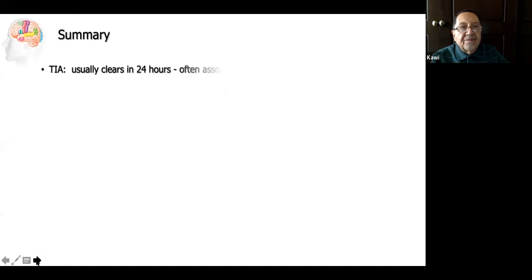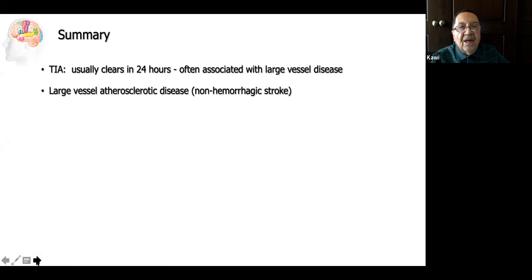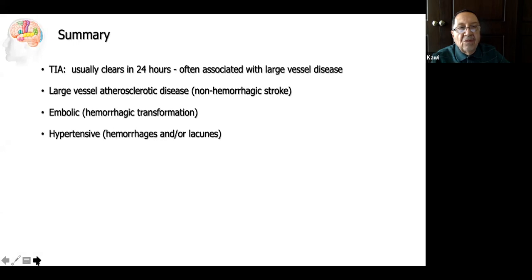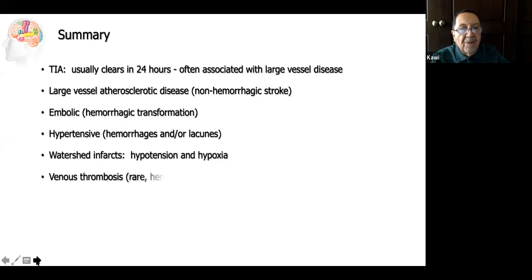So in summary, TIA usually clears within 24 hours. Large vessel atherosclerosis causes non-hemorrhagic stroke. Embolic can lead to hemorrhagic transformation. Hypertensive hemorrhage and or lacunes. Watershed infarct in hypotension and hypoxia.